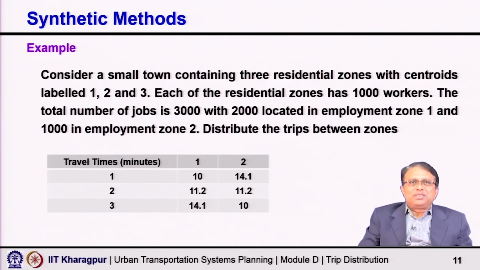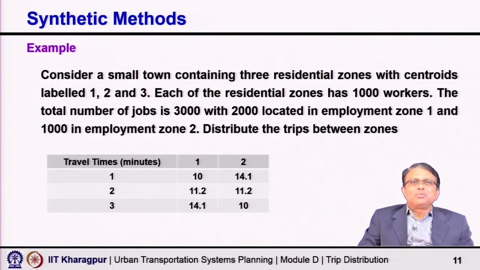Now, this example is taken considering a small town consisting of 3 residential zones named as 1, 2 and 3, and each zone has residential workers of about 1000. So, a total of 3,000 workers are staying in residential areas. The total number of jobs in the whole study area is 3,000, with 2,000 located in employment zone 1 and 1,000 located in employment zone 2, and zone 3 does not have any employment.